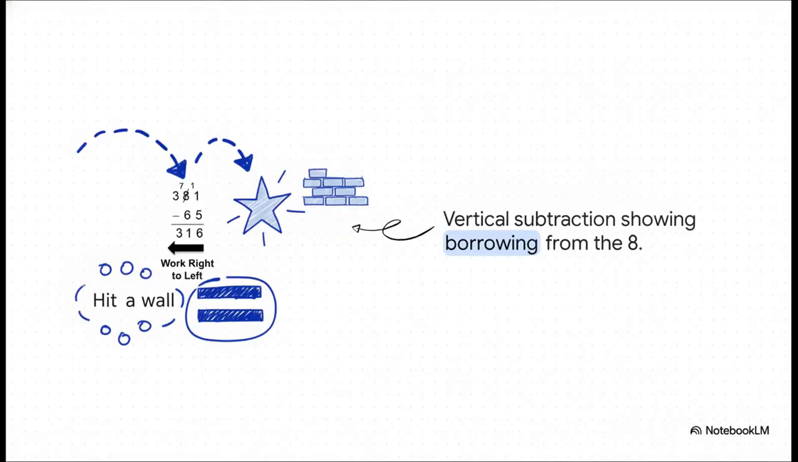Let's look at how elegantly borrowing solves a tricky problem like subtracting 65 from 381. On the far right, we instantly hit a wall. We can't do 1 minus 5. So we look to the left, to the 8. We borrow 1 from that 8, leaving it as a 7. That borrowed 1 turns our original 1 into an 11. Now the math is super easy. 11 minus 5 is 6. Moving left to the tens column, our new 7 minus 6 is 1. And in the hundreds column, well, 3 minus 0 is just 3. So we end up perfectly with 316.